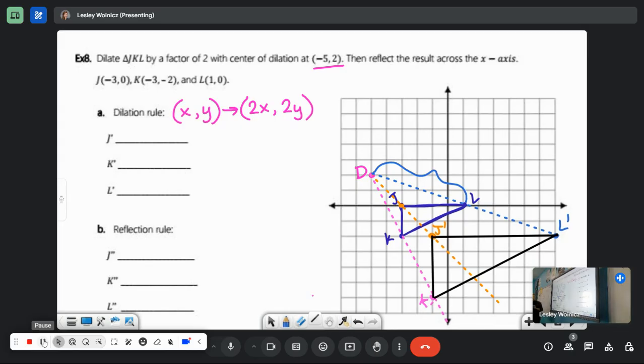Okay, double check that your sides are parallel. So this slope should be 0, 0, undefined slope, undefined slope. And then this one is going up 1, right 2, up 1, right 2, up 1, right 2, up 1, right 2, up 1, right 2.